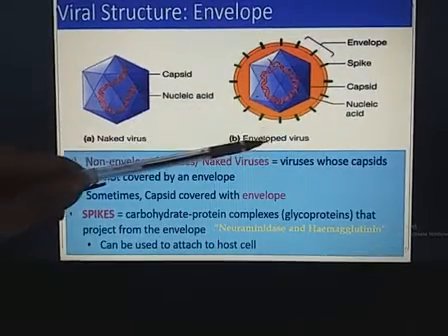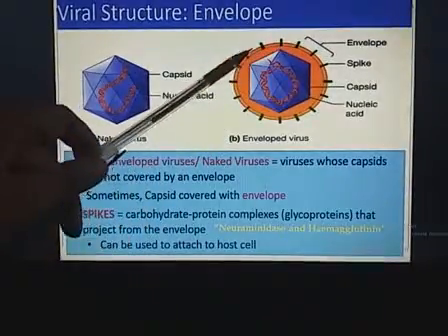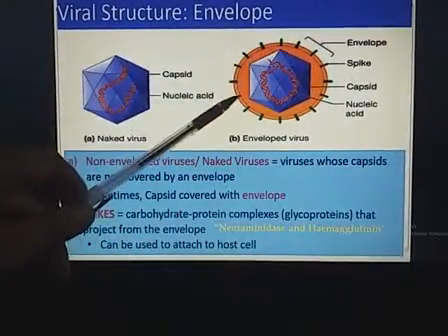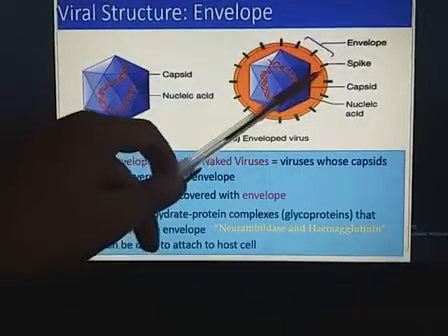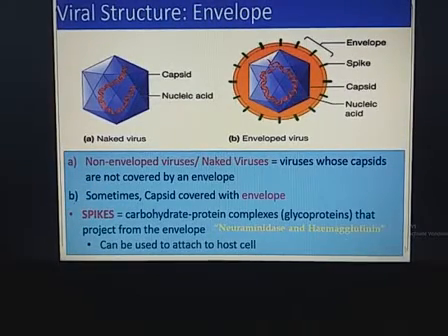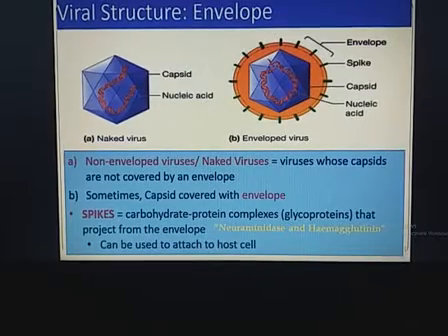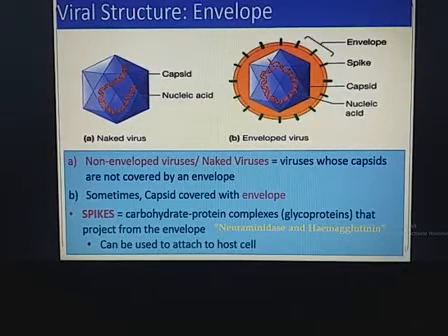But in case of an enveloped virus, this is the nucleocapsid, which is surrounded by an envelope. In orange color you can see the envelope protein, and the envelope contains several spikes or membrane proteins. Spikes are basically carbohydrate-protein complexes or glycoproteins that project from the envelope, for example neuraminidase and hemagglutinin. These are two different glycoproteins which project out from the enveloped virus and can be used to attach to the host cell.